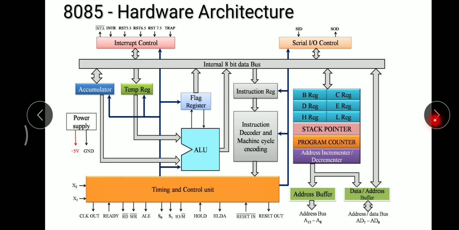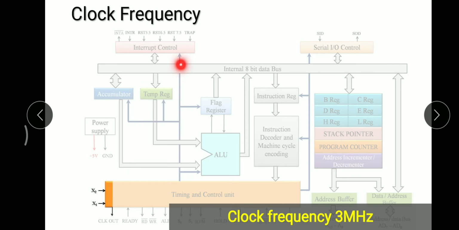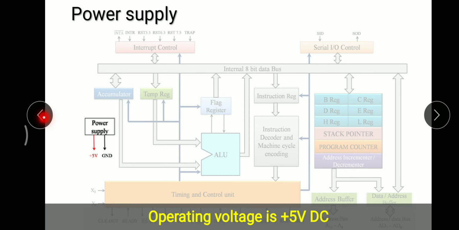This is the operating voltage and clock frequency. We said that X1, X2 is the clock frequency, so a 3 megahertz clock frequency is given. These are the very basic 2 items. This is the blood, this is the heartbeat.